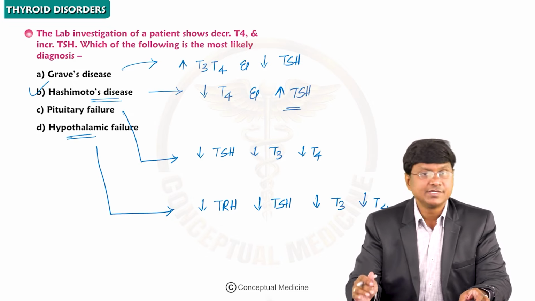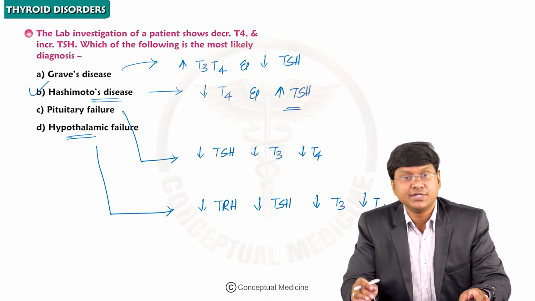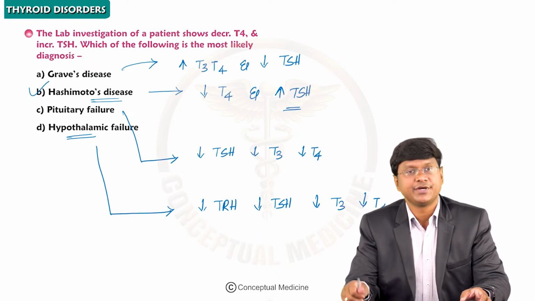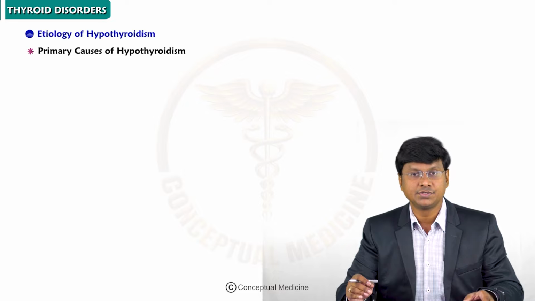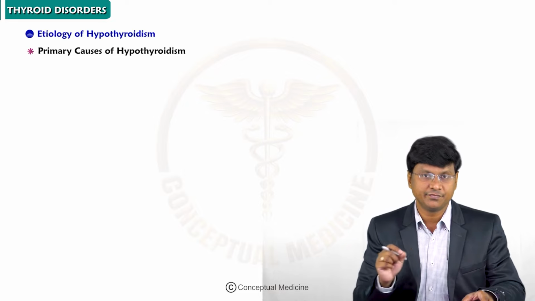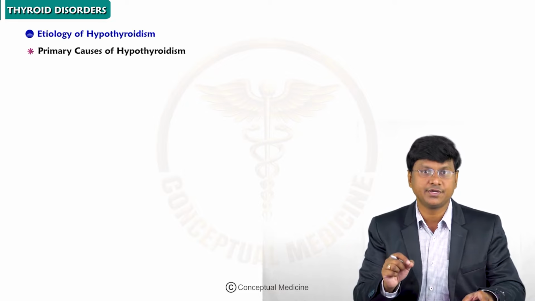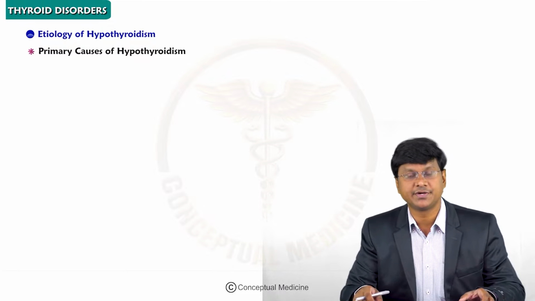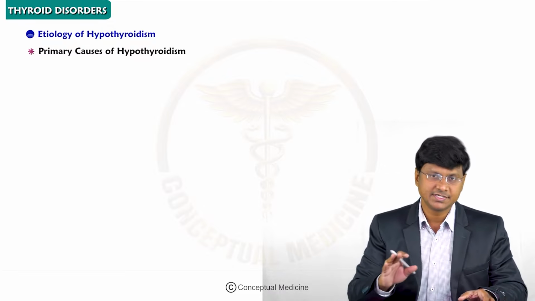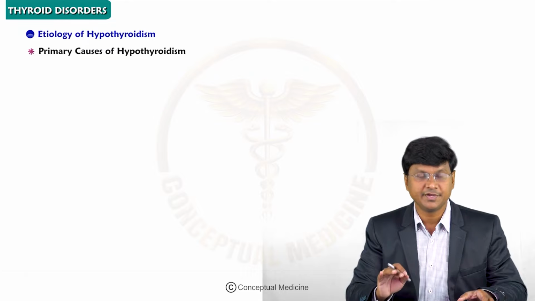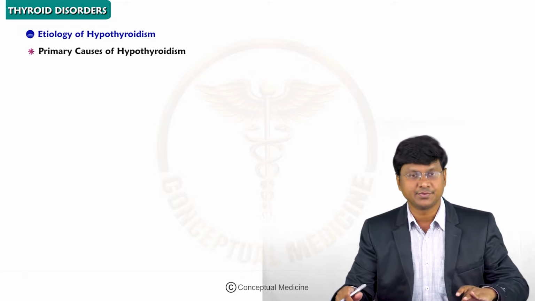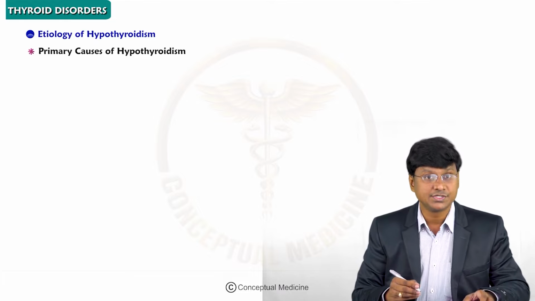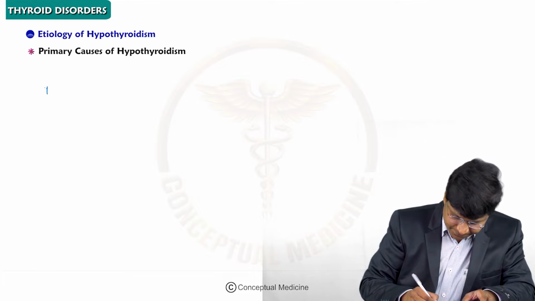Now, after this, let me explain the etiologies which cause hypothyroidism. We have discussed one very important etiology, Hashimoto's thyroiditis, which is the most common cause of primary hypothyroidism in India. Now, what are the other causes of hypothyroidism? The other causes include iatrogenic causes.